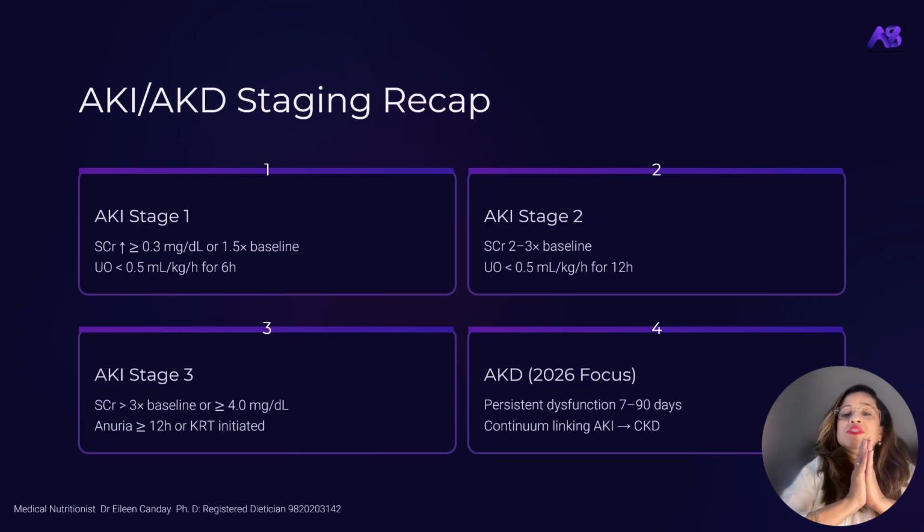So AKD is the focus, and this is when the kidney dysfunction persists for a week to 3 months after the initial injury. Now think of this AKD as a bridge between acute kidney injury and chronic kidney disease. And when you look at it as a continuum, you will be able to treat this nutritionally properly. It will help you track how recovery can happen and how your nutrition can also progress.